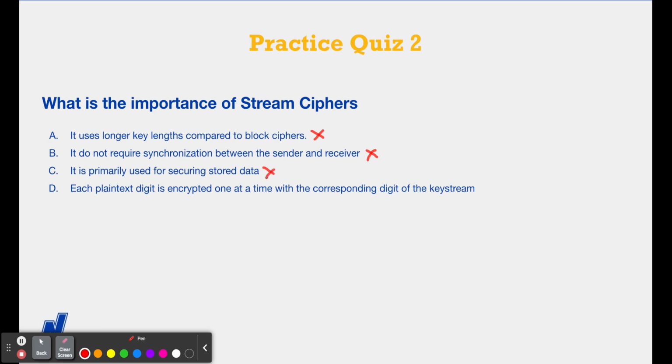Each plaintext digit is encrypted one at a time with the corresponding digit of the key stream. So this comes directly from the slide itself. With that, that is the correct answer, and the answer here is D. Perfect. Let me close that off.